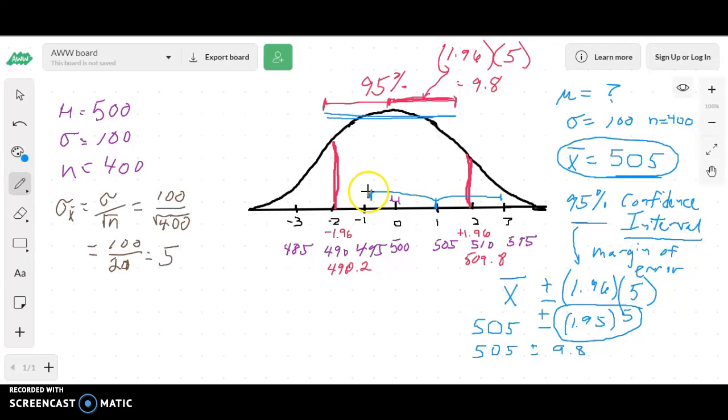And it's down to, from this value, again, 9.8 points away, which gives us down to 495.2. And it reaches all the way up to 9.8 points above the 505, which is at 514.9. So this is our confidence interval.